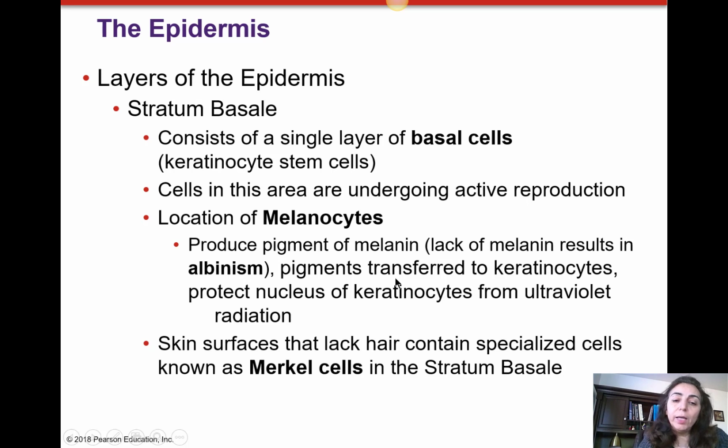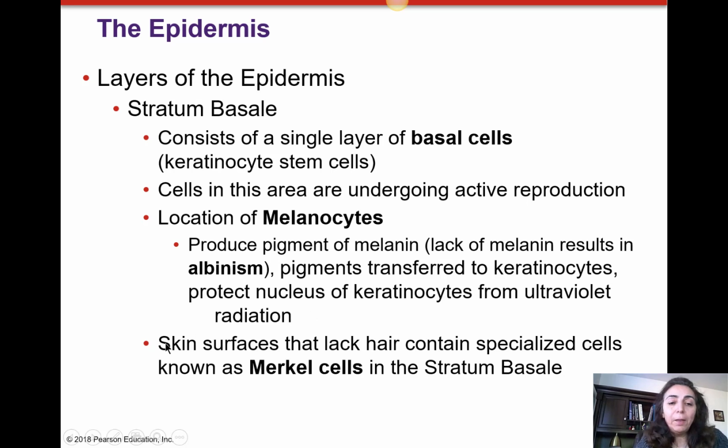Lack of melanin results in albinism. Albinism is a condition in which people do not have melanin at all. For example, their eyebrows, their eyelashes, even the pigmentation of the iris in the eye may lack it, and due to that they look more white. Melanin pigment transfers to the keratinocytes and protects the nuclei of keratinocytes from ultraviolet radiation. When I get to the picture, I will show you how these melanocytes protect the skin from the UV light.